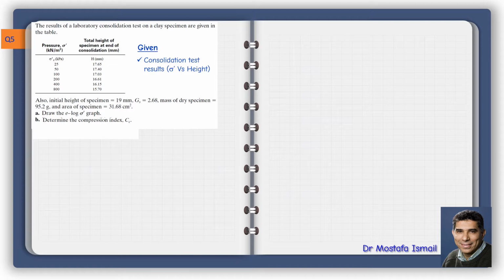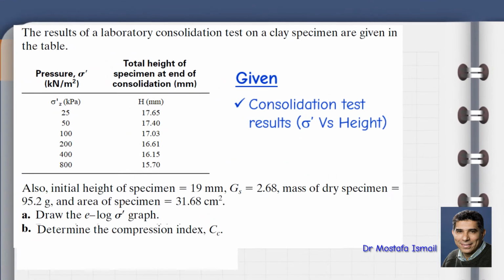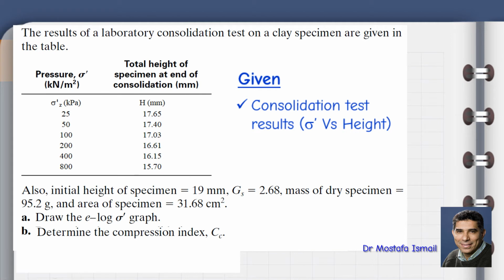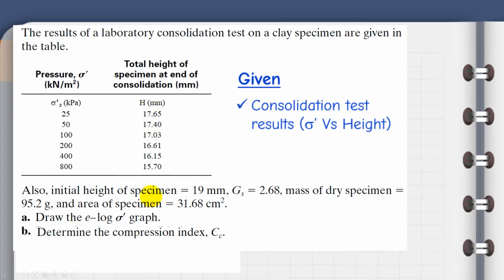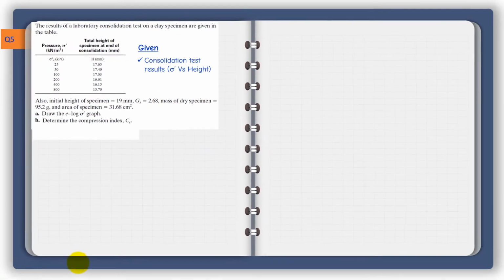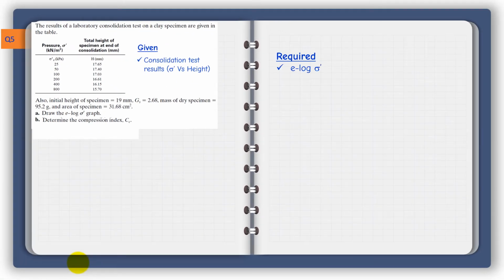In this video, I am talking consolidation, and today I'm covering question number 5. Let us see what we've got here. This is a set of data from a consolidation test. We are given the vertical stress sigma dash z versus the height of the sample, and we are required to plot the e log sigma dash curve and determine the compression index C sub C.